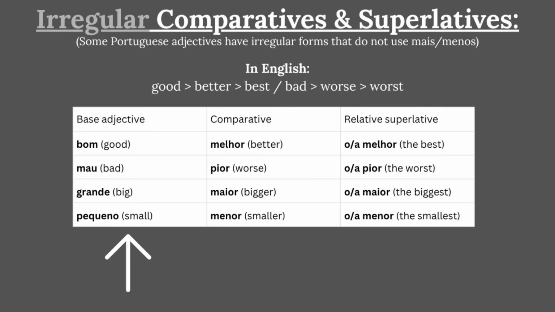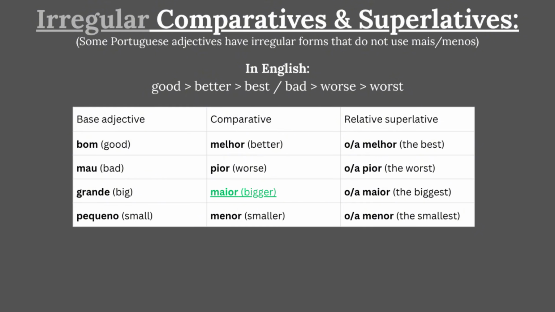On the left, the adjectives are in their base form. Bom, mau, grande, pequeno. In the middle, we can see their irregular comparative forms. Melhor, pior, maior, menor. On the right, the adjectives are in their relative superlative form, which are the same words with a definite article. O melhor, a melhor. O pior, a pior. O maior, a maior. O menor, a menor.